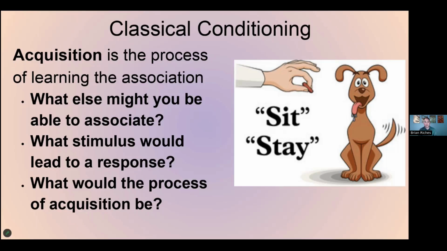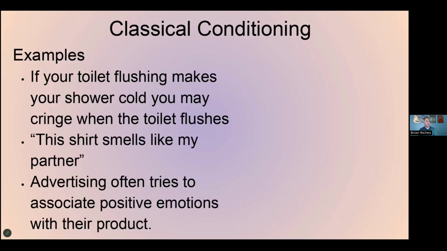But think about in your own life, so pause this for a minute and write down, what else do you have associations with? What stimulus is it? What is the process of acquisition that got it to that point? And so put it in your own notes. We'll have some more examples throughout the lecture, but right now put down a couple things that you think you have acquired an association between. So hopefully you did that.